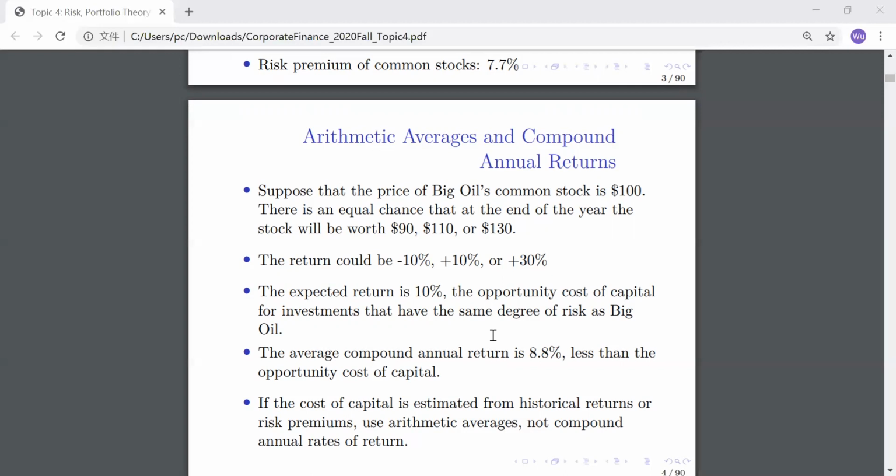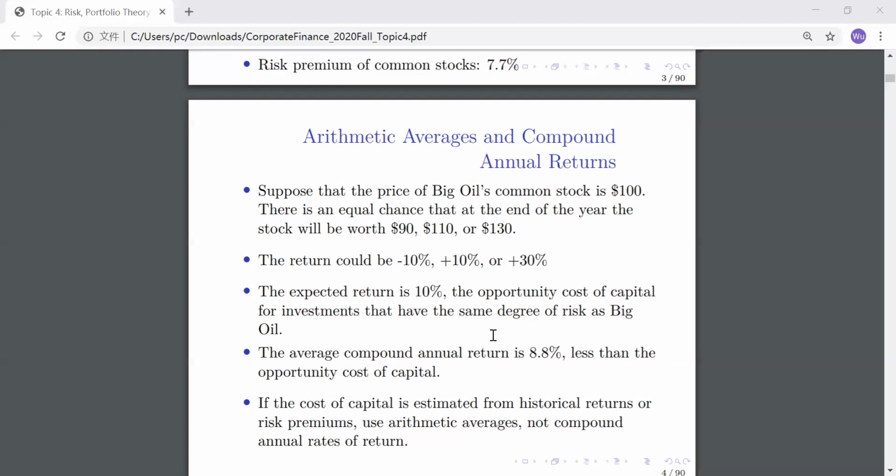When we calculate historical return, there are two ways. You can take the simple arithmetic average, or you can take the compound annual return, right? If you take the arithmetic average, that means, for example, if you have 3 years, you take the 3-year average of the returns. Suppose that the price of Big Oil's common stock is 100, and suppose that there is an equal chance that at the end of the year, the stock will be worth 90, 110, or 130.